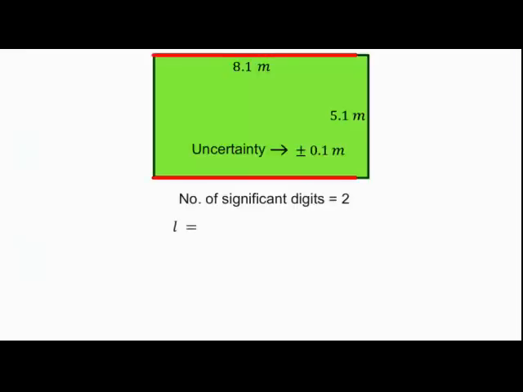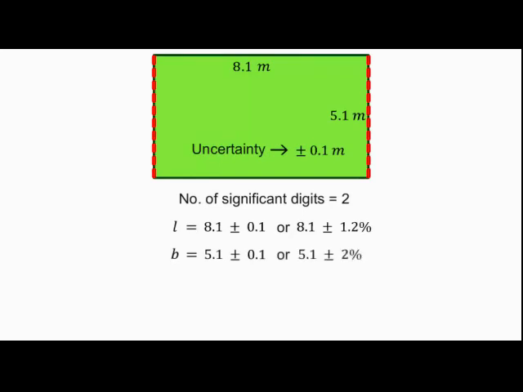Here, the length can be written as 8.1 plus or minus 0.1 or 8.1 plus or minus 1.2%. And the breadth can be written as 5.1 plus or minus 0.1 or 5.1 plus or minus 2%. Hence, using the combination of errors rule, the area of the field calculated as the product of these two quantities would be 41.31 plus or minus 3.2% or 41.31 plus or minus 1.3 square meters.